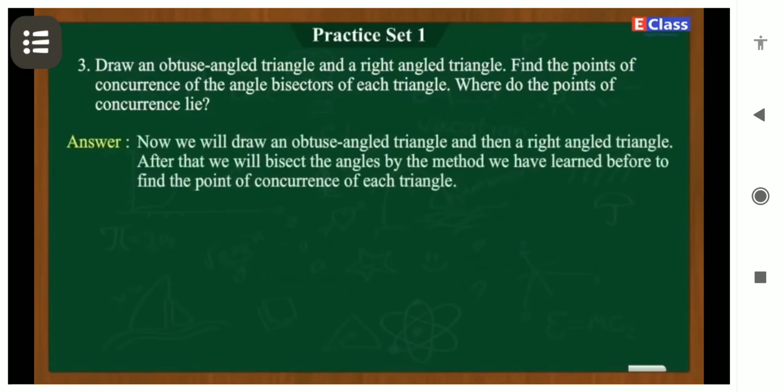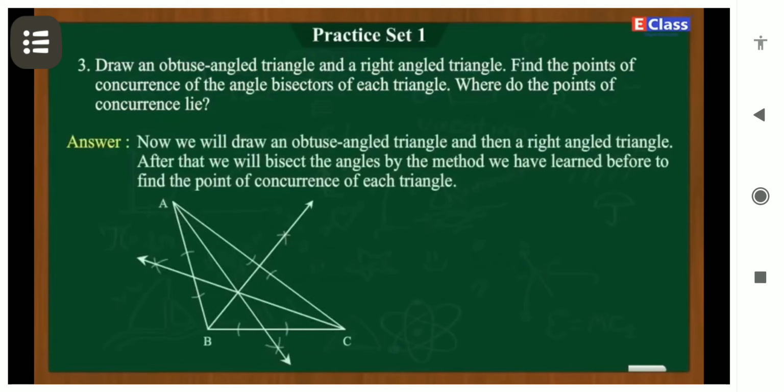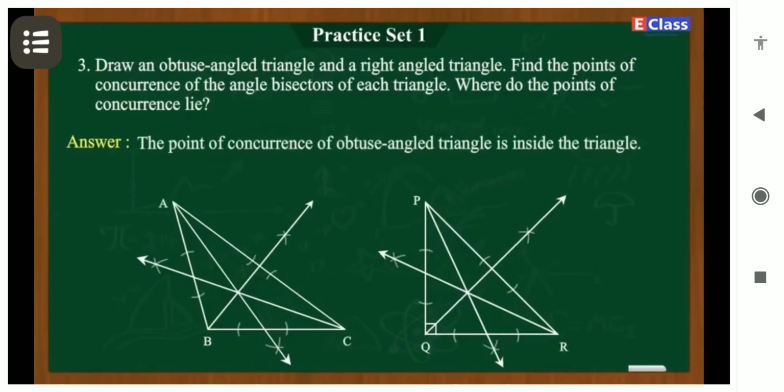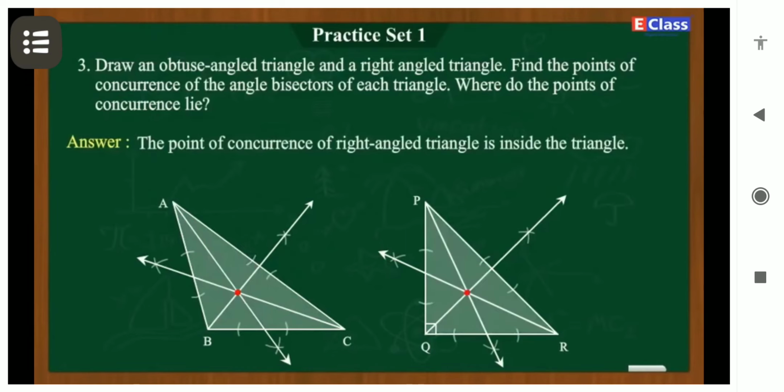Answer. Now, we will draw an obtuse angled triangle and then a right-angled triangle. After that, we will bisect the angles by the method we have learned before to find the point of concurrence of each triangle. The point of concurrence of the obtuse angled triangle is inside the triangle. The point of concurrence of the right-angled triangle is inside the triangle.